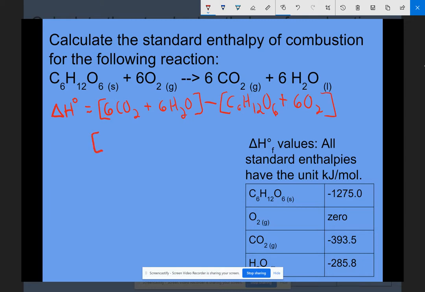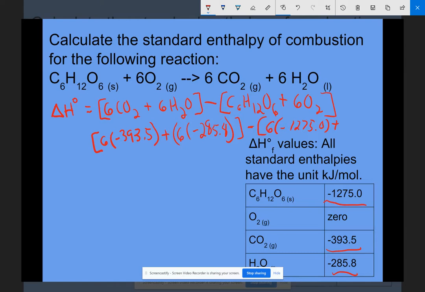So I'm going to do my 6 times, from down here, our CO2 was negative 393.5, plus from there 6 times negative 285.8, and then minus our glucose there, 6 times negative 1275.0.